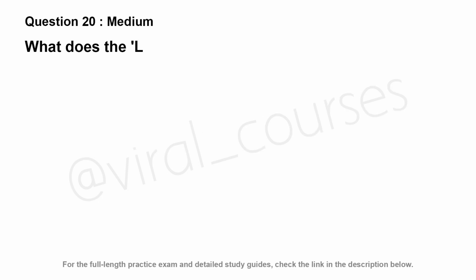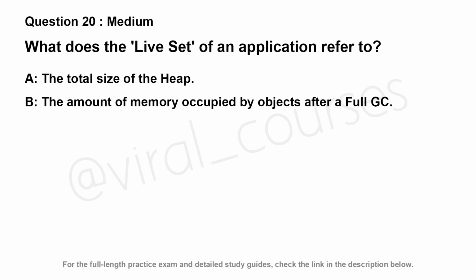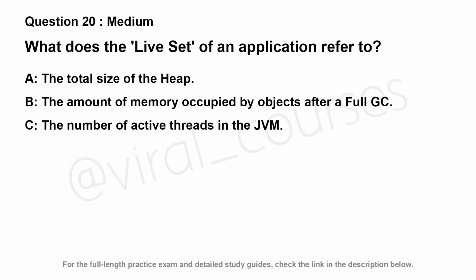What does the live set of an application refer to? Option A, the total size of the heap. Option B, the amount of memory occupied by objects after a full GC. Option C, the number of active threads in the JVM. Option D, the objects currently in the hidden space.